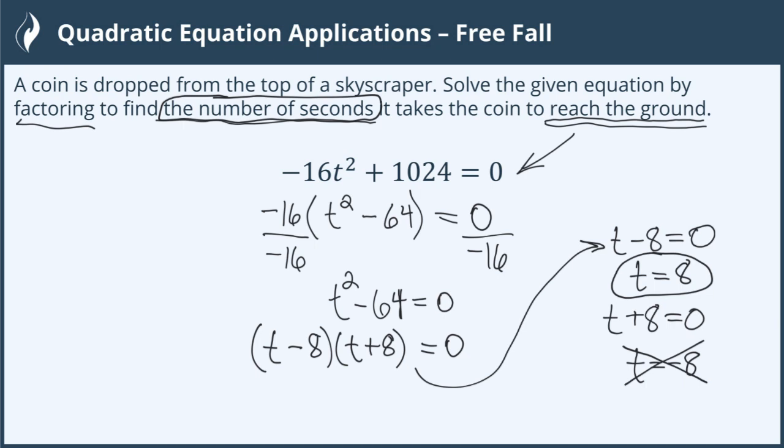So one more time, this is an application problem using a quadratic equation. We had to find the number of seconds in order for the coin to reach the ground. After using factoring, we end up with 2 answers for t. However, the number of seconds has to be positive, so we cancel out the negative answer and we only circle the answer that says positive 8 seconds.